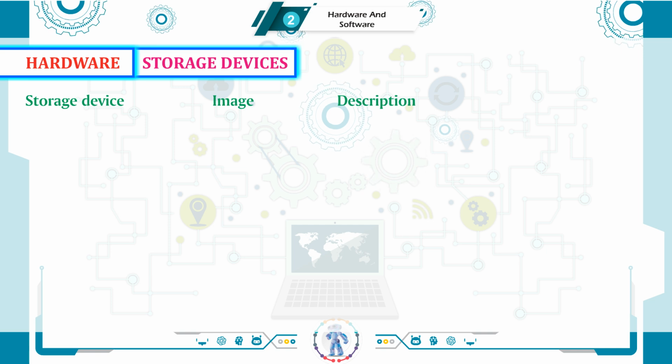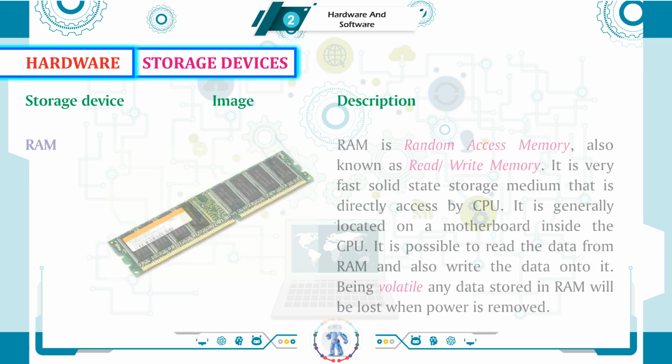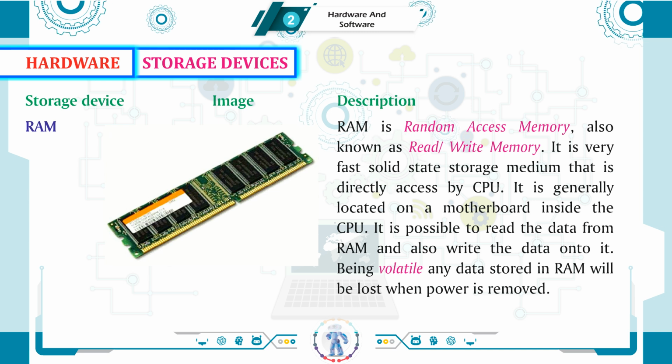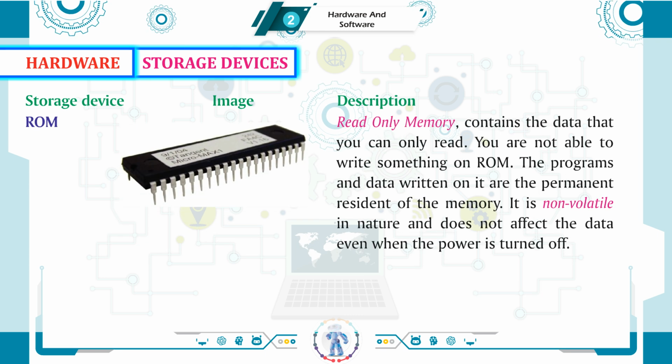RAM. RAM is random access memory, also known as read/write memory. It is a very fast solid-state storage medium that is directly accessed by the CPU. It is generally located on a motherboard inside the CPU. It is possible to read the data from RAM and also write the data onto it. Being volatile, any data stored in RAM will be lost when power is off.